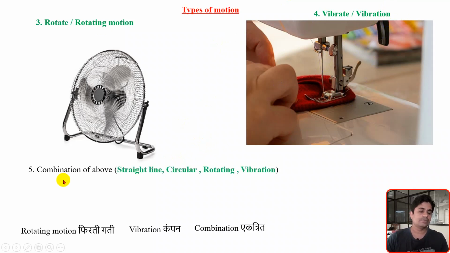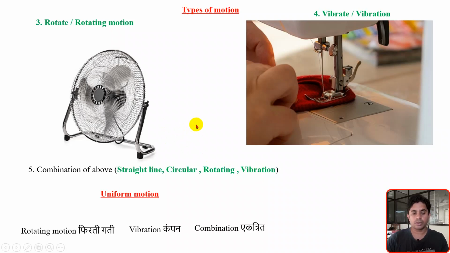And the last type is a combination of all the above motions. Whatever we have discussed through examples, the straight line motion, circular motion, rotating motion and vibration, a combination of all those motions is possible for a particular object. Combining straight line, circular, rotating and vibrational motion is also one kind of motion.